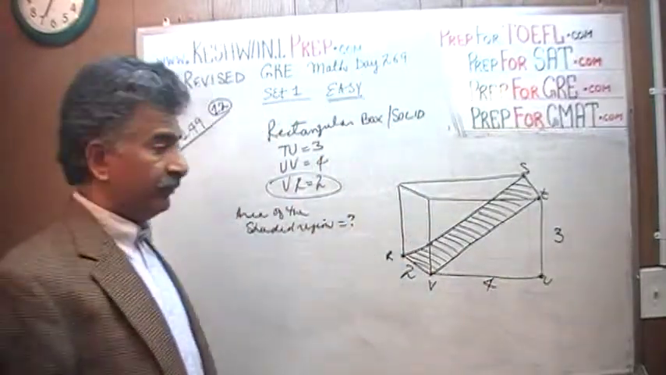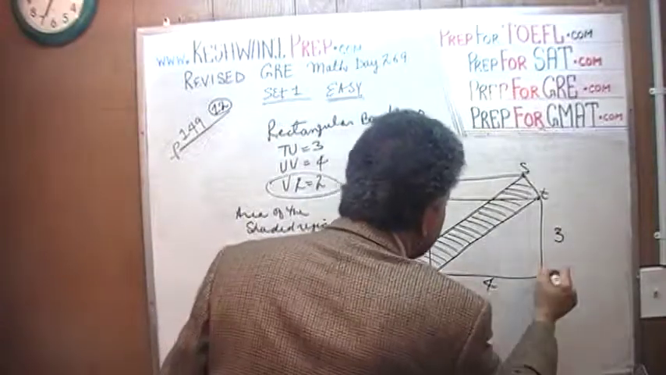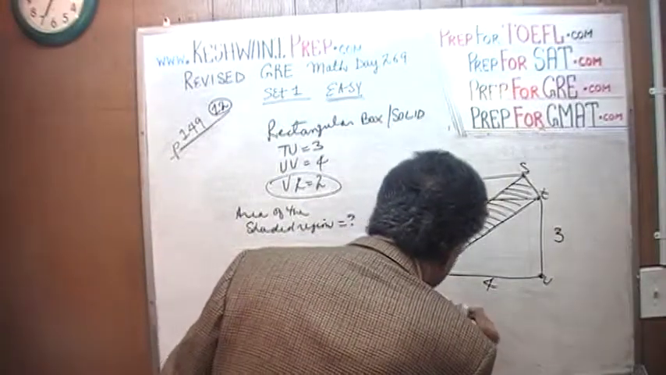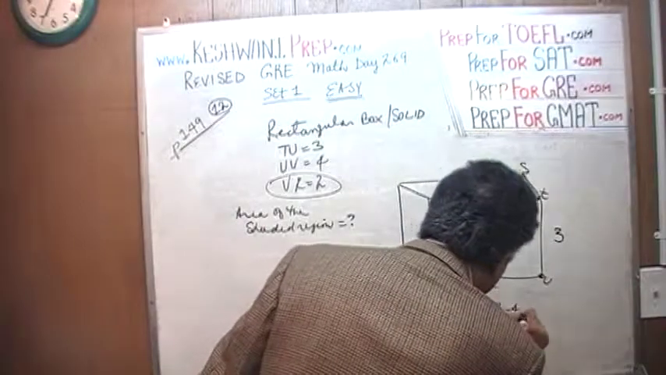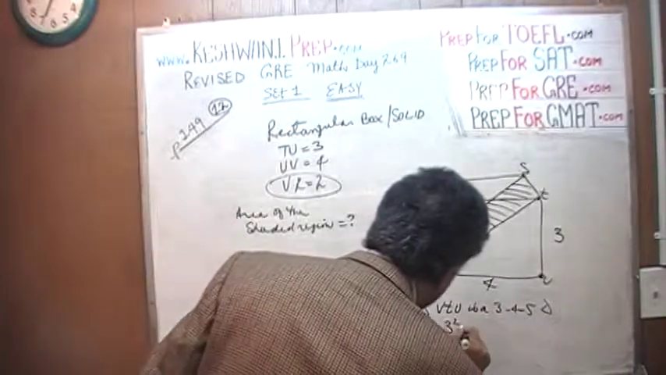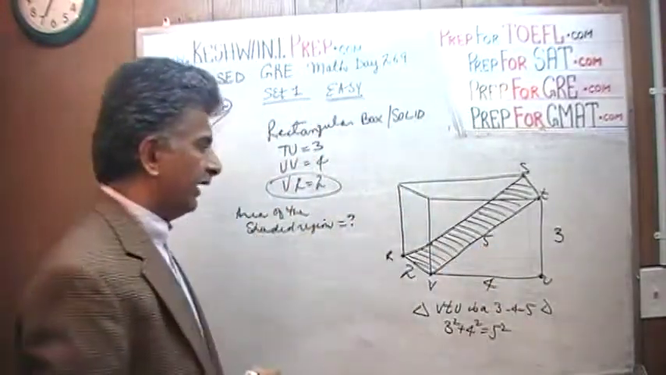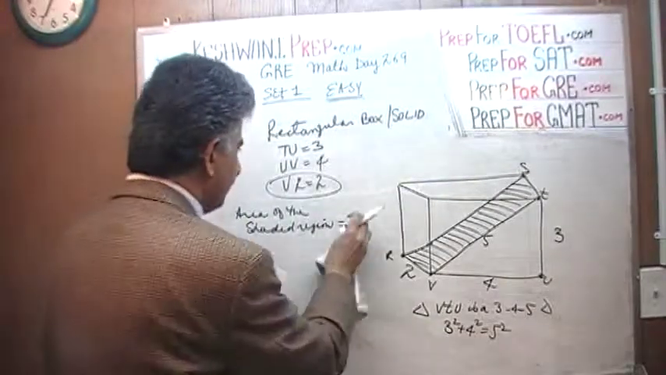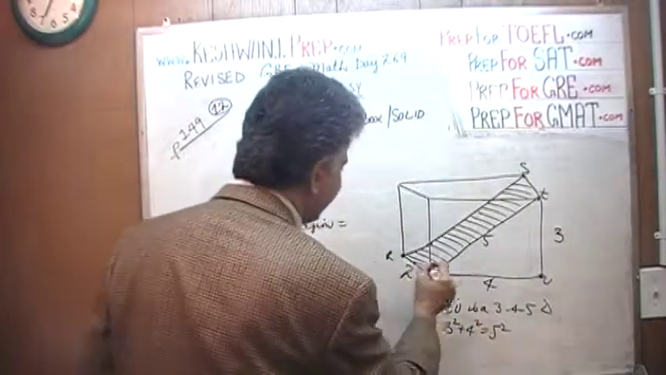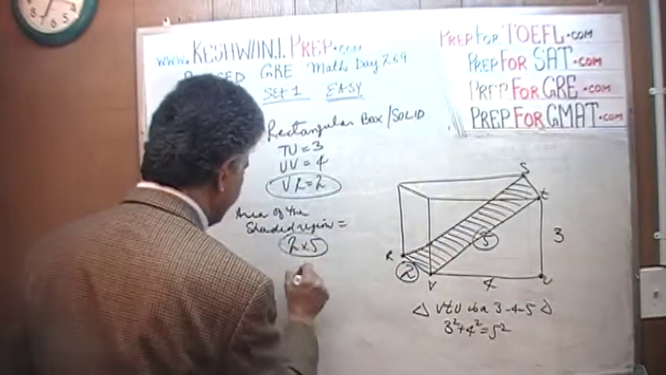So it's a 3, 4, 5 triangle. Triangle VTU is a 3, 4, 5 triangle, meaning that 3 squared plus 4 squared equals 5 squared, and therefore this missing side is 5. And therefore the area of the shaded region is simply 2 times 5, and that of course is 10.